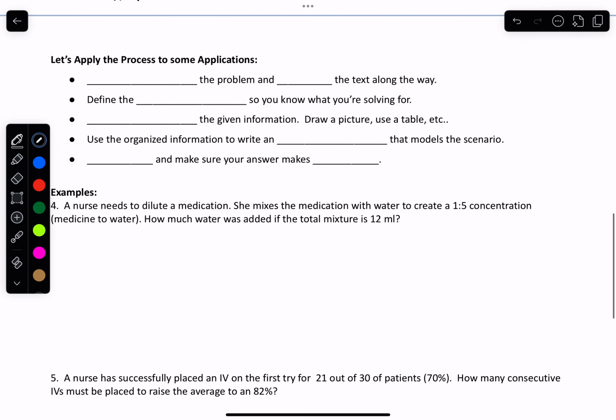All right, so now let's do some applications that work with these. So we want to apply the process of solving proportions to some word problems here. As always, when we are introduced with word problems, we want to make sure that we read the problem and mark the text up in a way that helps us set up the equation that we're going to try to solve. We want to define the variable that we're going to be solving for, because if you don't know what you're solving for, it's kind of hard to move in the right direction.